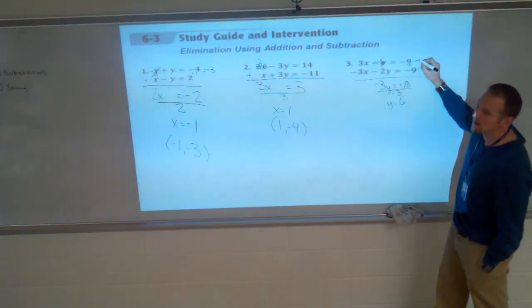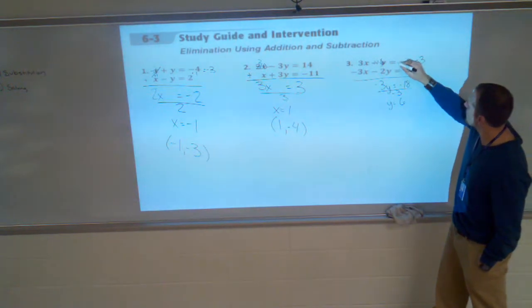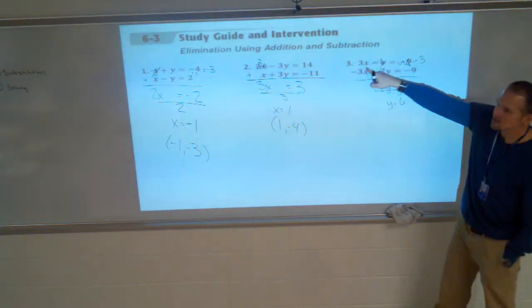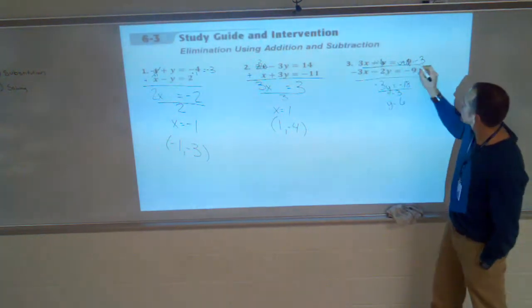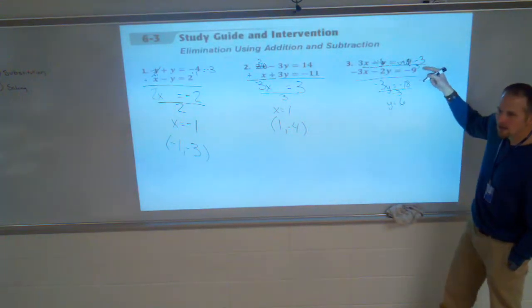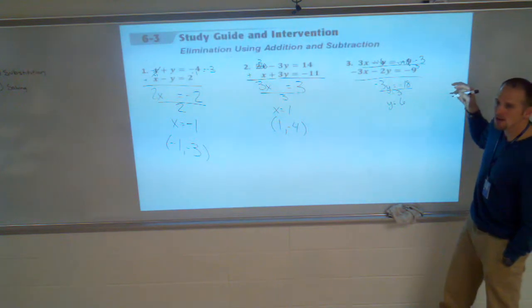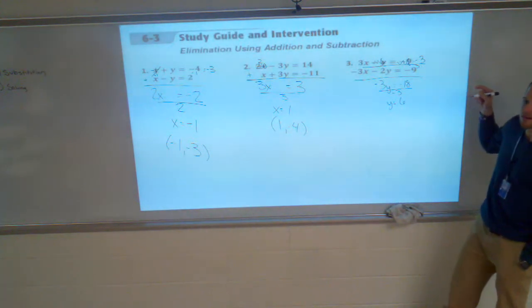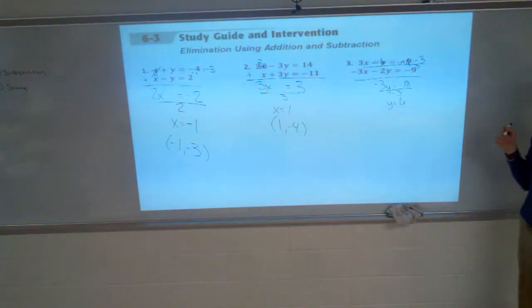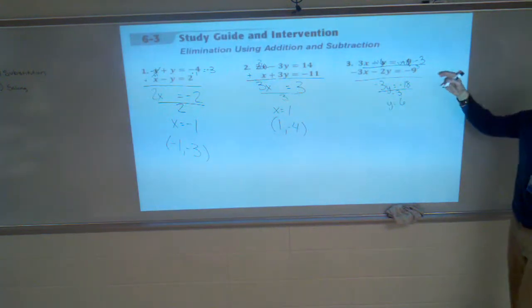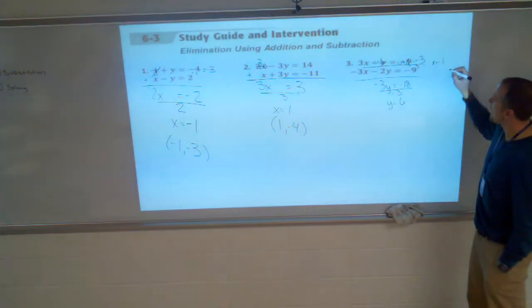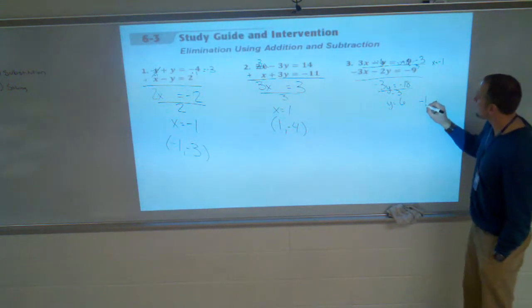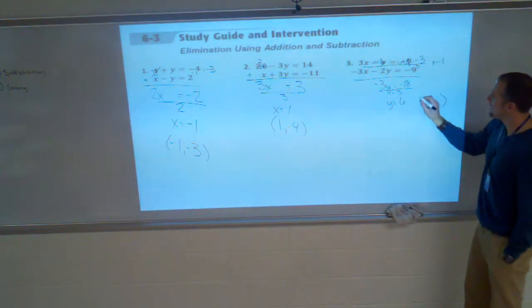Very close, negative 3. All right? Next step, Alan. If I divide both sides by 3, what's negative 3 divided by 3? Not sure? Ashley, what's negative 3 divided by 3? Negative 1. X equals negative 1. So my answer is negative 1, 6.